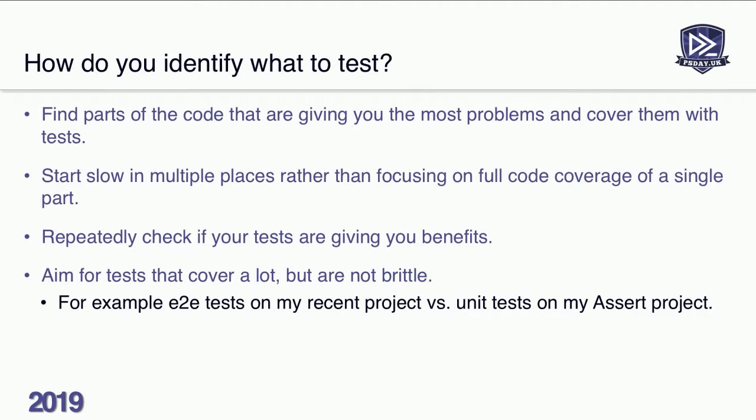And repeatedly check if you're getting any benefits. So if you have an issue and you have a test that should be addressing that issue, why didn't that test fail? For example, an example from real life would be this project recently where we were writing a web server with a web application in Angular, it doesn't really matter, and we were covering it with end-to-end tests, because that's what the customer wanted. They wanted end-to-end tests written in Selenium.